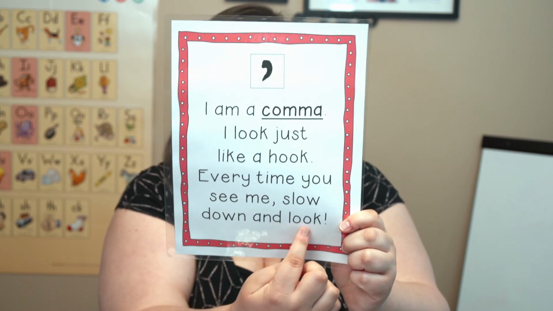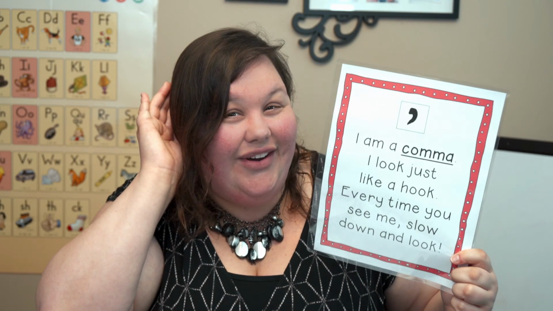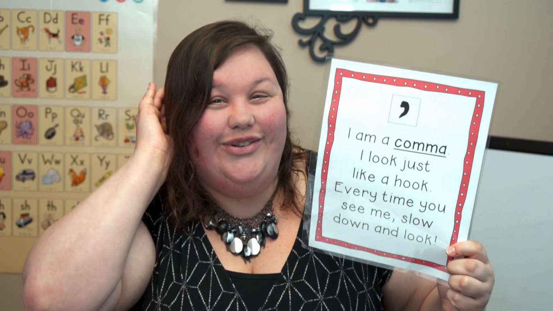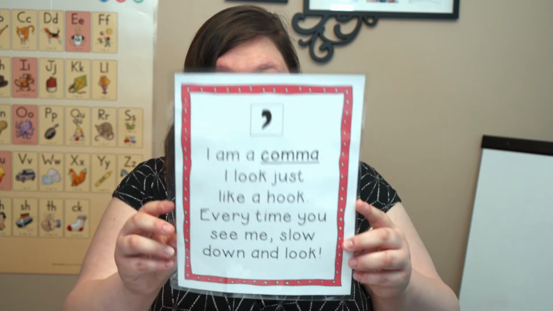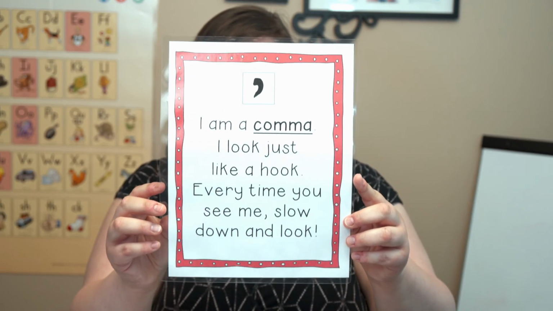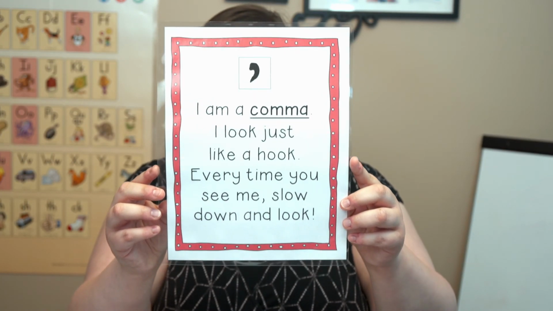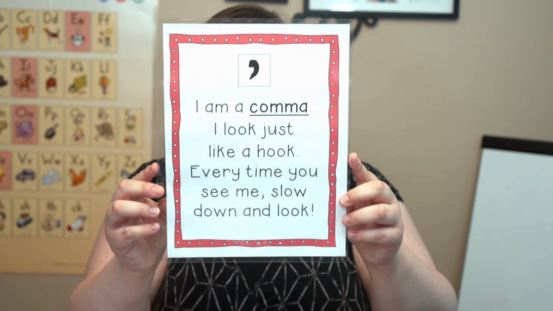Slow down and look. Let me hear you. You got it. Slow down and look. Right? Get your eyes on. Slow down and look. We look through our fingers like this, with our hands. We slow down and look. It's a good way to stop and pause and take a breath. Commas, we pause or we slow down and look. This is a comma. Great job, my friends.